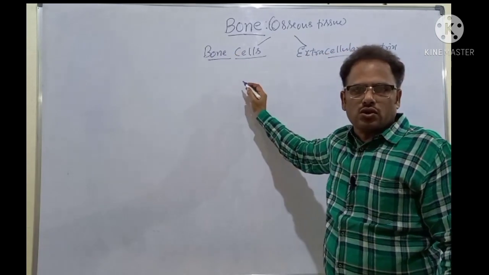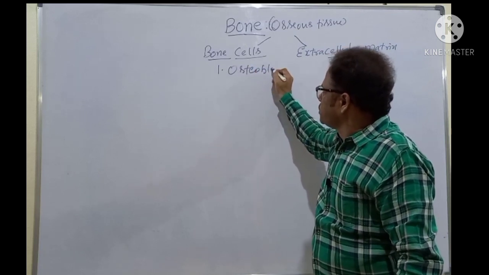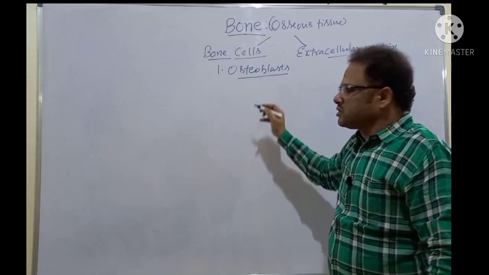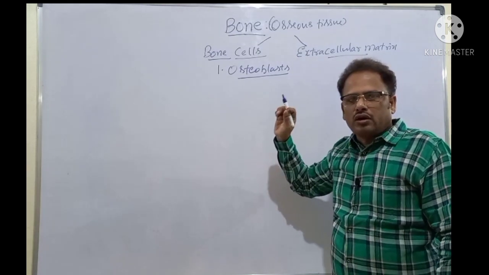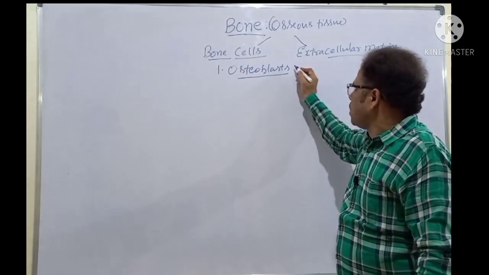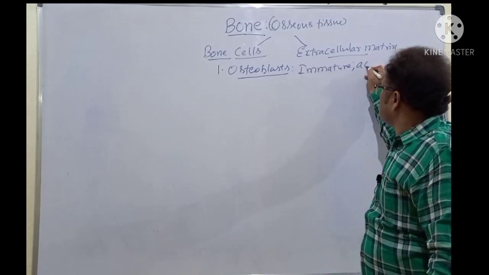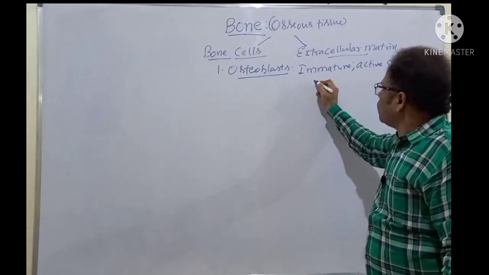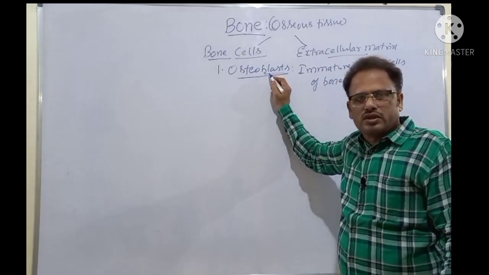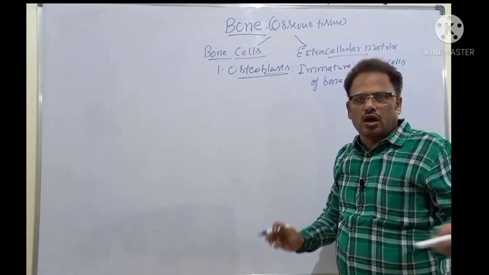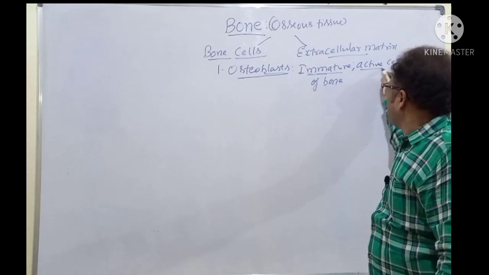There are three types of bone cells, students. Clear? The first one is called the osteoblasts. In the previous session, we have discussed the chondroblast. What is chondroblast? The immature but active cells of the cartilage. In the same way, here also osteoblast means the immature but active cells of bone. Here blast means the development. If it is formed completely, that is called an osteocyte.